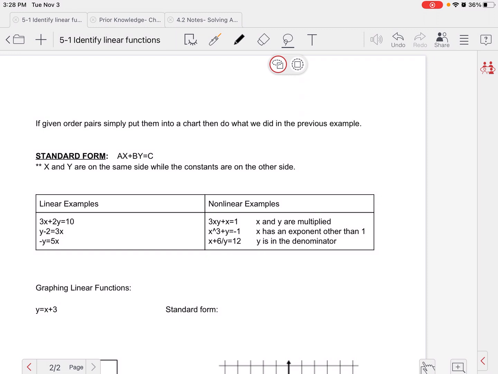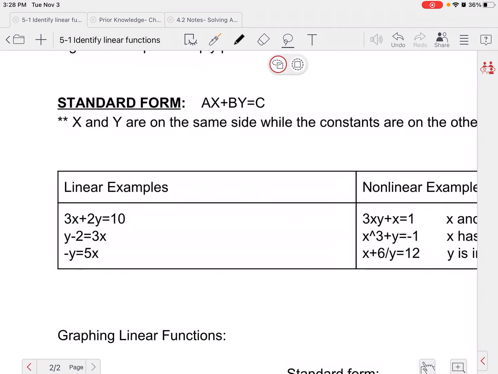Standard form is when we have x and y on the same side and the constants on the other side. If we can put something in standard form, just x and just y, no weird multiplication, no weird exponents, it's linear. So this is an example of linear. It's x plus y equals a number, right? There are some numbers in front of the x and y, but that's okay.